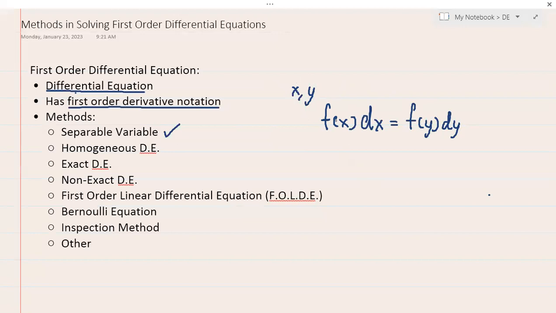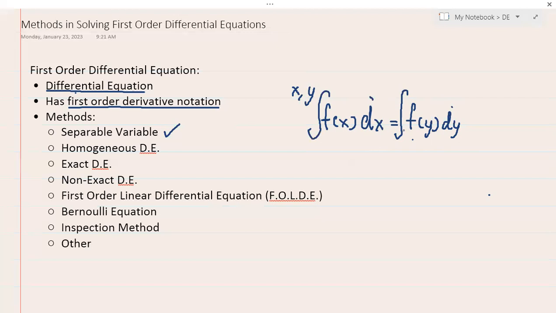So on the left side, meron tayong f of x and on the right side, meron tayong f of y. Kunwari lang 'to. So kung meron tayong f of x sa kaliwa, then dapat ang kapartner ni f of x ay dx. Then, ang kapartner ni f of y sa kanan ay dy. So it means, if you have f of x, anong kapartner niya? Dx. Kung meron tayong f of y sa kanan, anong kapartner niya? dy. Okay? So we're going to integrate them both sides afterwards once they are both partnered together.